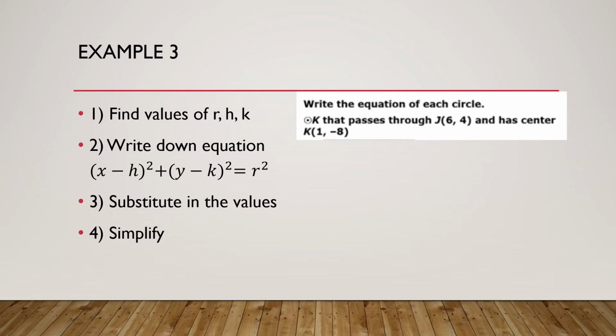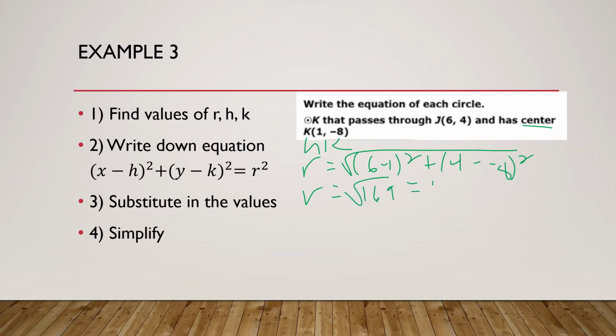On this one, we know my center, that is h and k, but we don't know our radius. To get our radius, first we have to use our distance formula. So we do the square root of 6 minus 1 quantity squared plus 4 minus negative 8 quantity squared. When we type all of that into the calculator, we end up with the square root of 169, which is 13. So you want to make sure that you can just type that distance formula in.